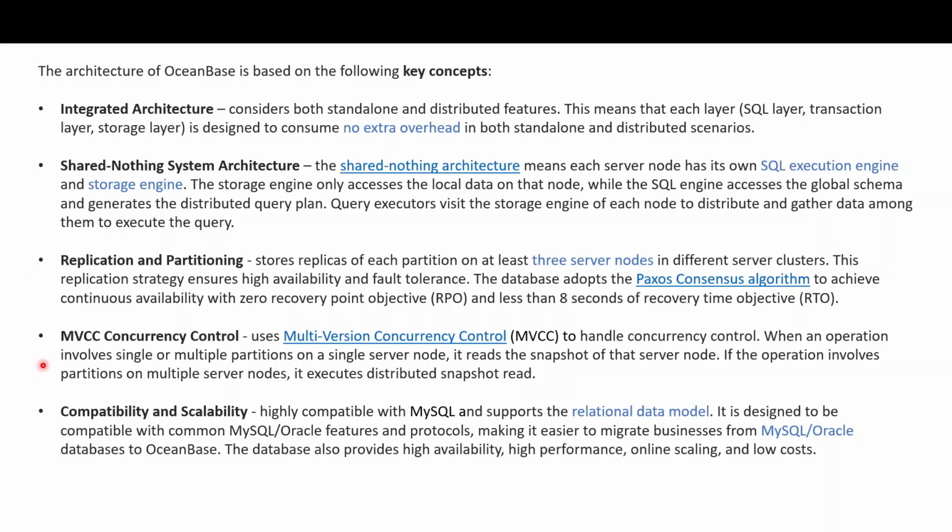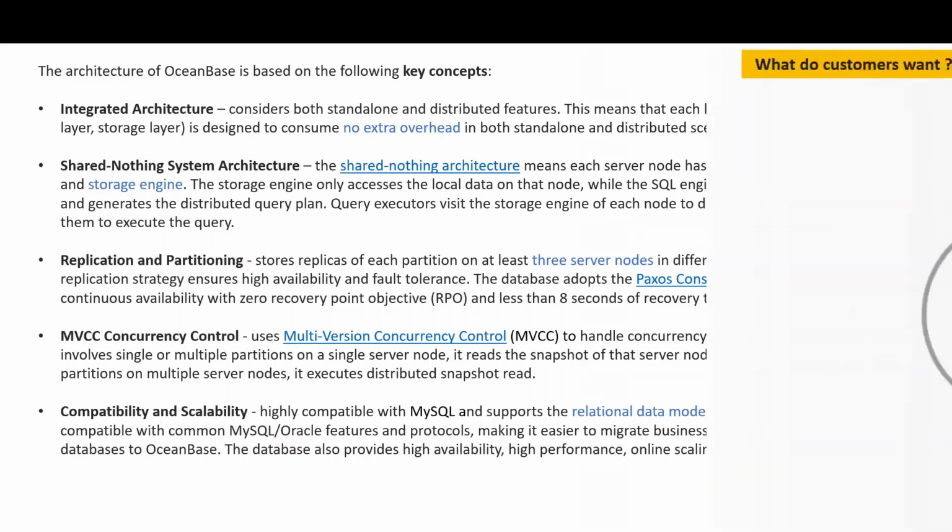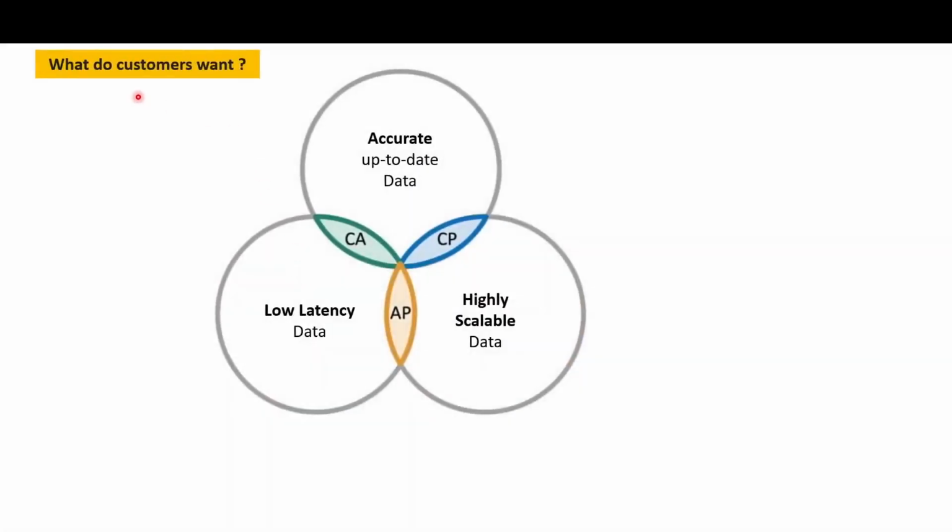It's like when we are using OneDrive or shared Excel. If I update the file from my laptop or you update the file from your laptop, we should get to see the same data concurrently. And compatibility and scalability: users can migrate businesses from MySQL or Oracle, either an upgrade from MySQL or a cost reduction from Oracle. Now this is just an overview, but the most important point is, what do customers want?